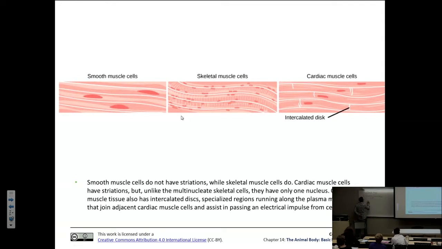Then there's cardiac, right? Which of course is the heart muscle that looks different.